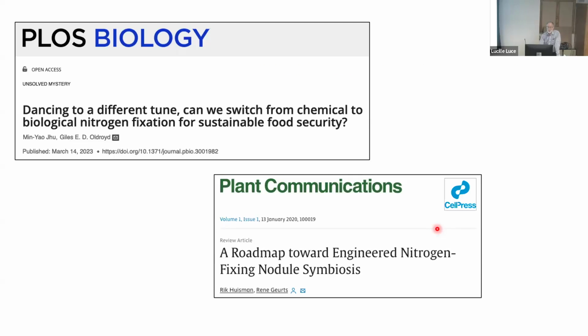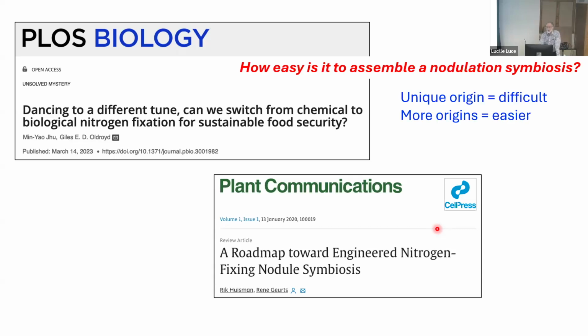And so if you're thinking about that, you might ask the question, how easy is that going to be? If it happened multiple different times in evolution, that would perhaps be an easier proposition than if it had only happened one time ever in all of the history of flowering plants. Of course, even if it's happened multiple times, it's happened only in that one clade.